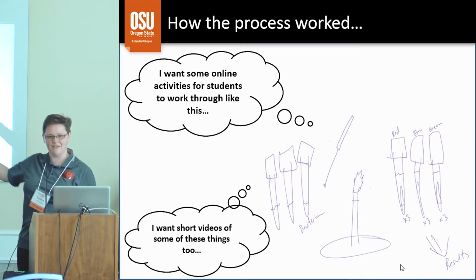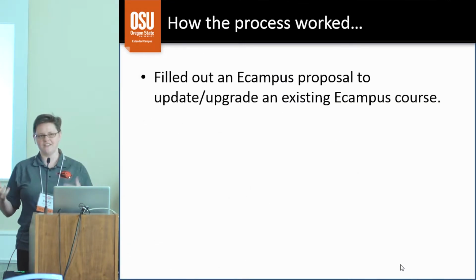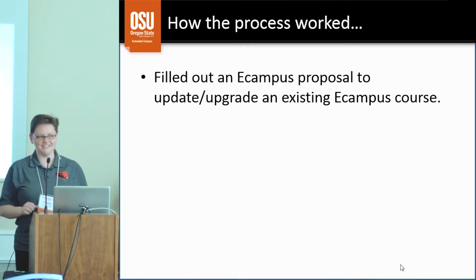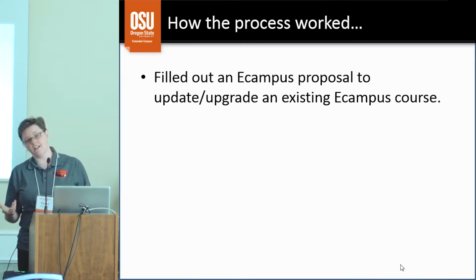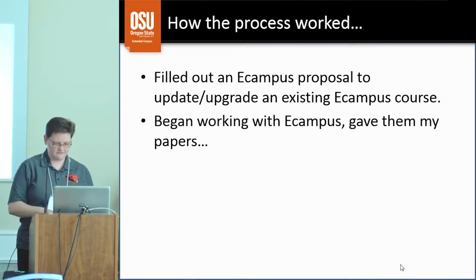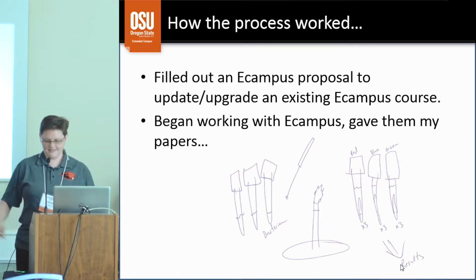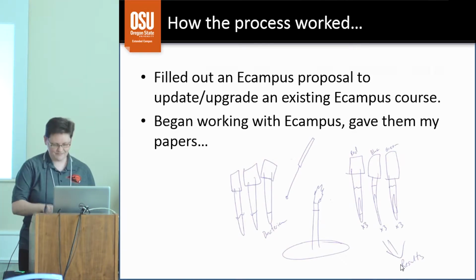I don't know how to do it, but this is what I want, okay? So I filled out an eCampus proposal because sometimes they give you money for doing this stuff, which is really cool, to upgrade my course. I wanted to develop some multimedia, so I put in a proposal for some help and got it funded and began working with eCampus. Gave them my papers, and there's my papers again, refresh.